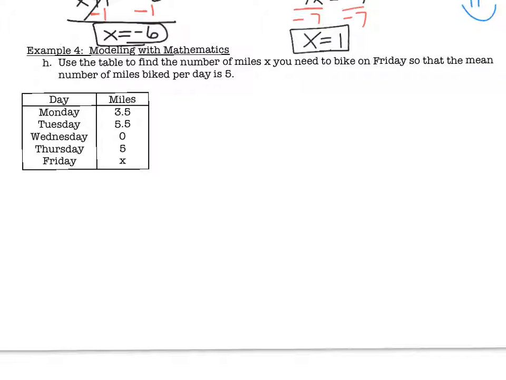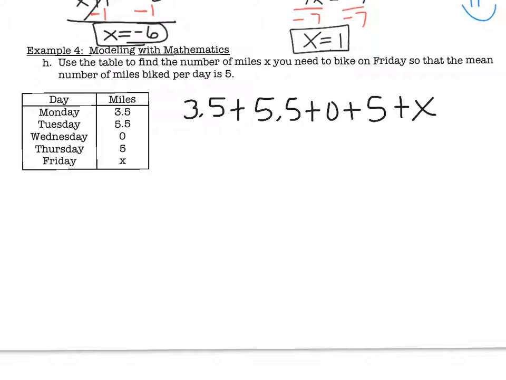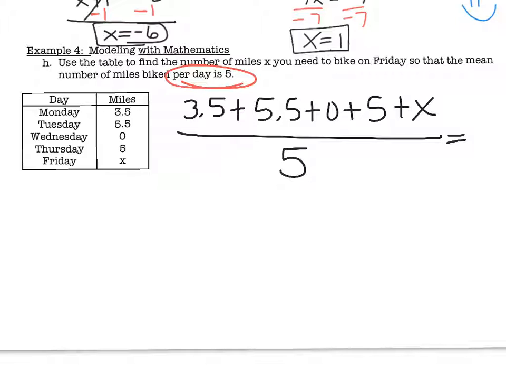Okay, as we said, when you have the mean, the average, you're going to add up all your data values. So we're going to add up 3½ plus 5½ plus 0 plus 5. And even though we don't know the value for Friday, we're still going to add x into our data values. We're going to take all of that and divide by the number of values there are. So we have 5 values. We'll divide by 5. And it said we want the average to equal 5. So on the right side, we'll make that equal to 5.